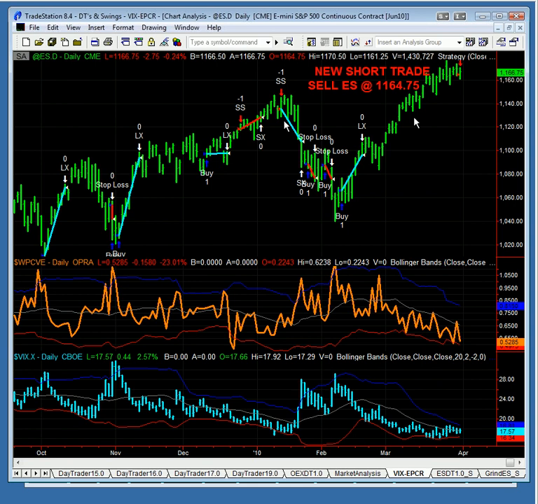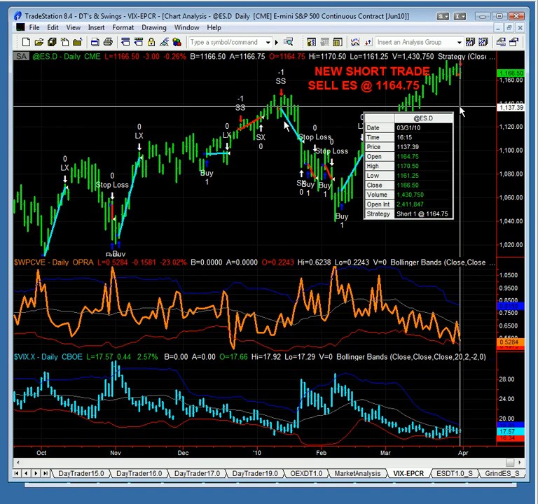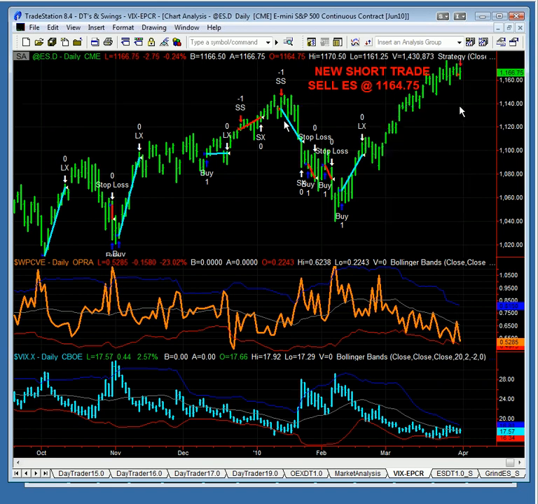There it is, new short trade, sell ES at 1164.75. There it is right there, folks, as you can see. Sell at 1164.75, so you're going to get 2 points in favorable slippage. That's 8 ticks in favorable slippage. Unfortunately, you're not going to get this video until after upload, processing and emailing, but hopefully the market is at 64.75 or better, and you do have a chance to get in that trade.